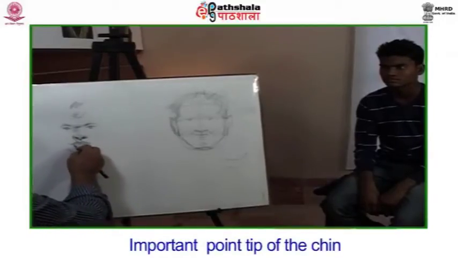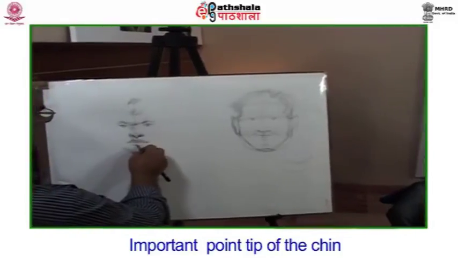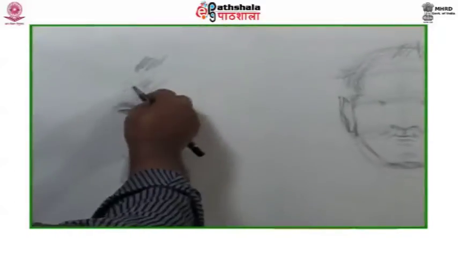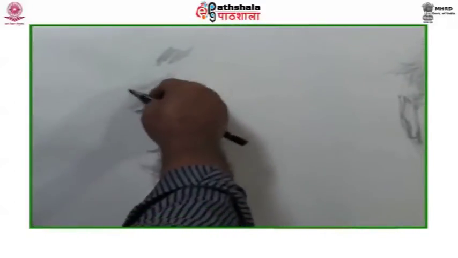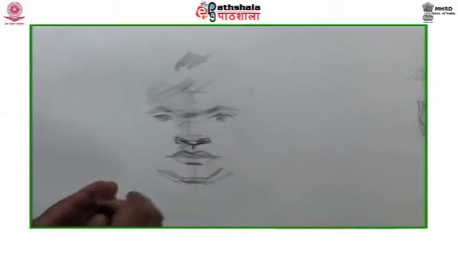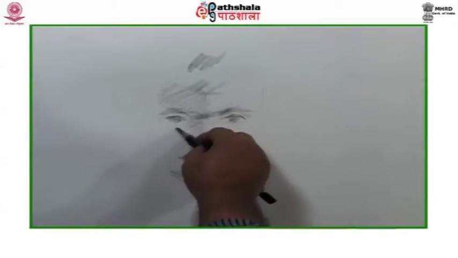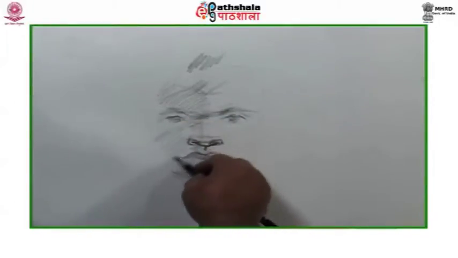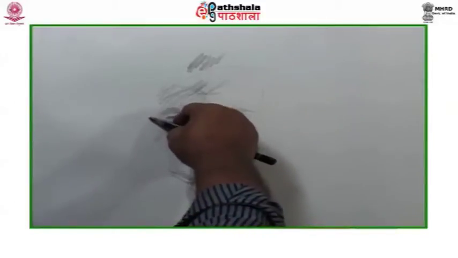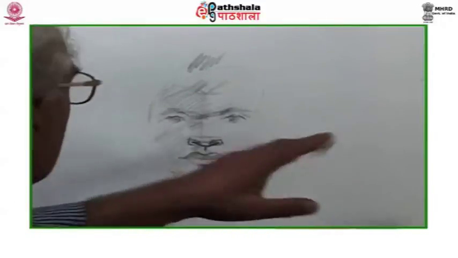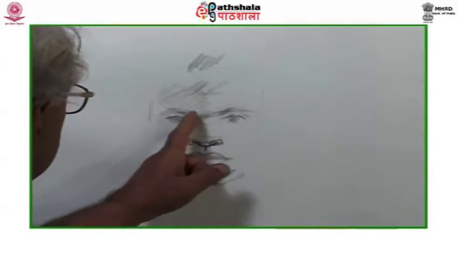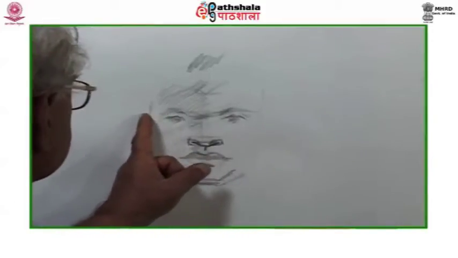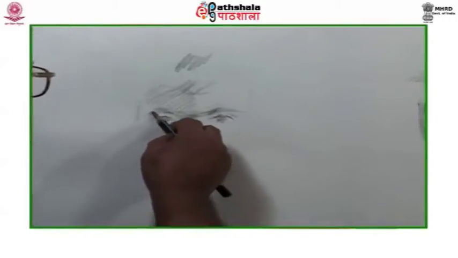Notice the important points like the tip of the chin, end of the ear and hairline. These lines and points to construct and measure distance and proportion are important. Make a mental note of these while drawing. If the model moves, these construction points will move too.